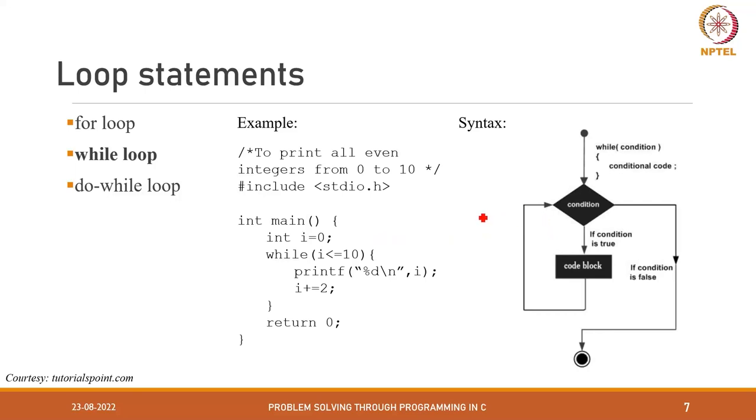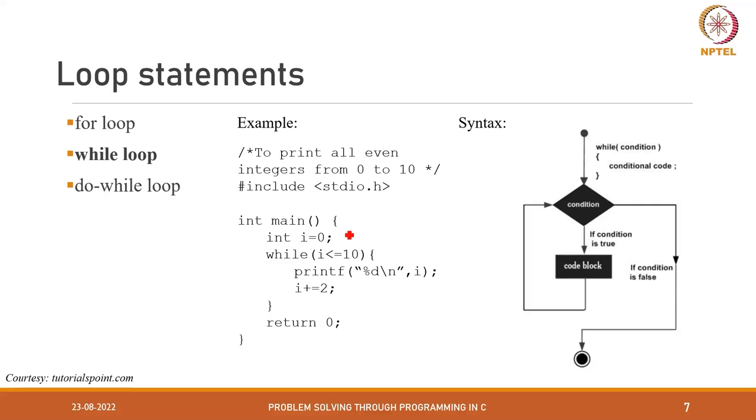So while is more usually used for the sentinel controlled looping rather than the counter controlled looping, because we usually use while when we don't know how many iterations this particular code will run for. Okay, but you can use it for either counter controlled or sentinel controlled.